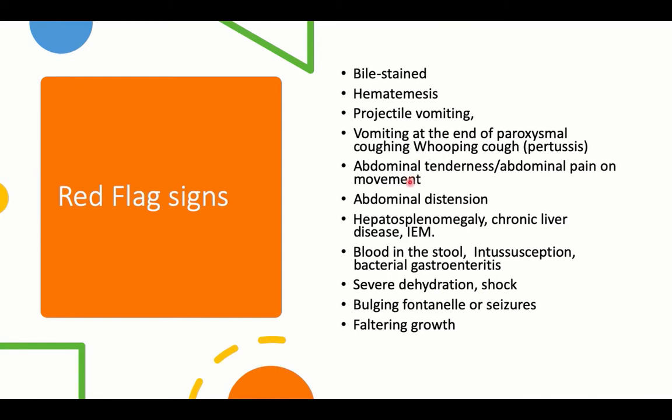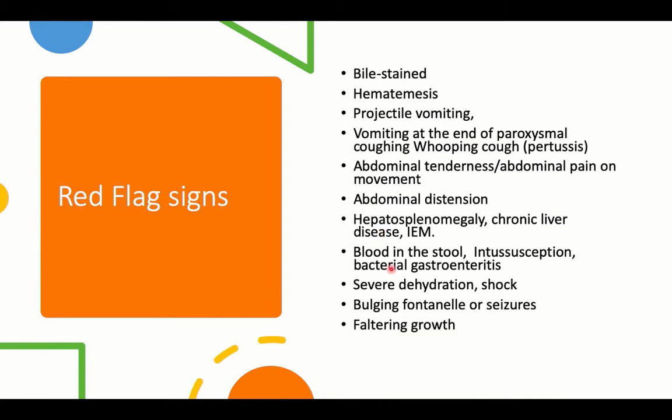When we have abdominal tenderness or abdominal pain on movement, it may suggest intestinal obstruction. When we have abdominal distension, or hepatosplenomegaly associated with the vomiting, usually in the infancy period, you should think of inborn error of metabolism. When you have persistent vomiting associated with failure to thrive and organomegaly in the form of hepatomegaly, you should think of inborn error of metabolism, or it may be a liver disease.